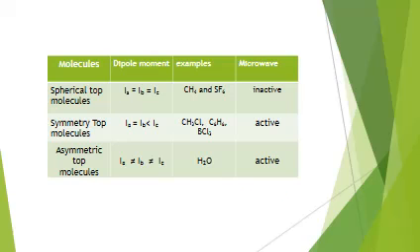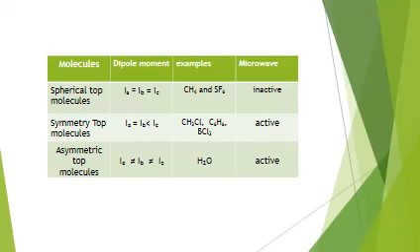Now consider the types of molecule. There are three types of molecule. The first one is the spherical top molecule. For that, the moment of inertia is equal in all axes, Ia equal to Ib equal to Ic. Therefore, these types of molecules do not possess a permanent dipole moment. Examples are CH4 and SF6, and these molecules are microwave inactive.